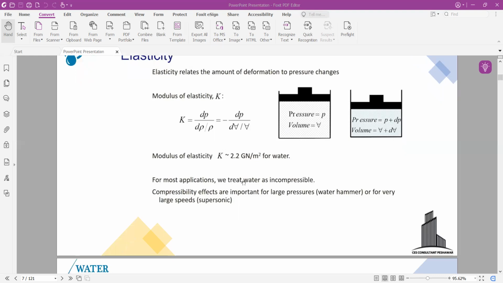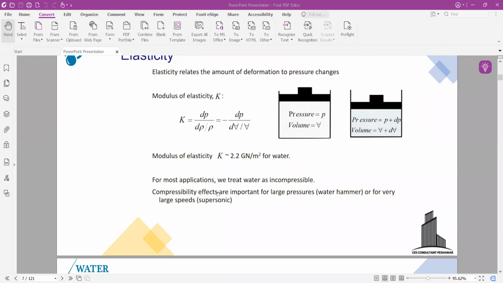For most applications, we treat. So this is a very important point. If we design a water supply system in steady flow, we treat the water as incompressible. But in the hammering effect, when we design the valves, the pipes, or the pumps for water hammer, which is the other version of water supply design where we analyze the system for a transient analysis, there we assume that the water is compressible.